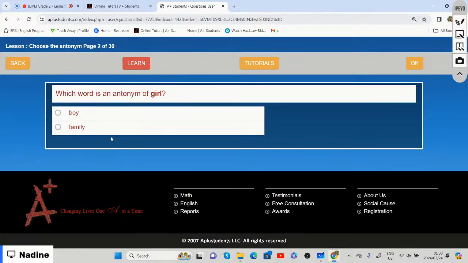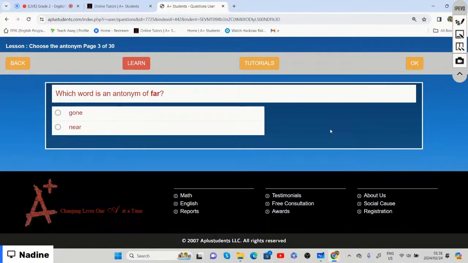We said the antonym, the opposite of girl. What is the opposite of the word girl? A few minutes ago, we said the opposite of the word girl is boy. So well done. Boy and girl, they are opposites in meaning.